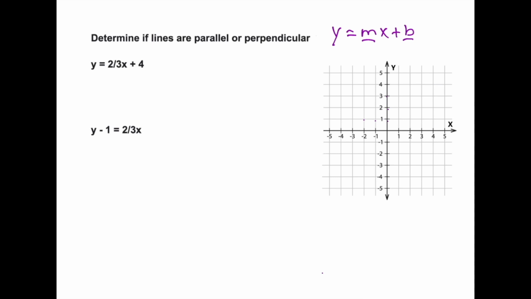This first equation is y equals 2/3 x plus 4. It's already in slope-intercept format. We can easily see that our slope is 2/3, and we can see that our b, or our y-intercept, is 4. Let's go ahead and graph that at the right.